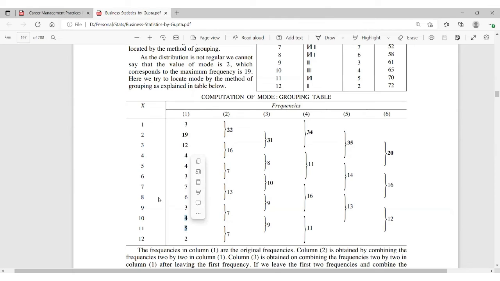Right? Next, group in threes. Now add these 3: 3, 19 and 12. 19 plus 12, 31 plus 3, 34. It comes to be 34. Okay. Then 4 plus 4 plus 3, 11.